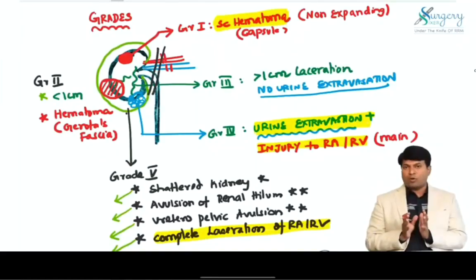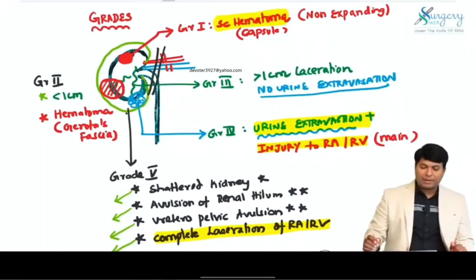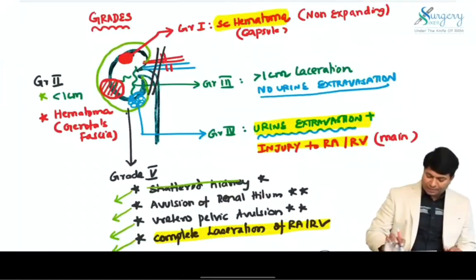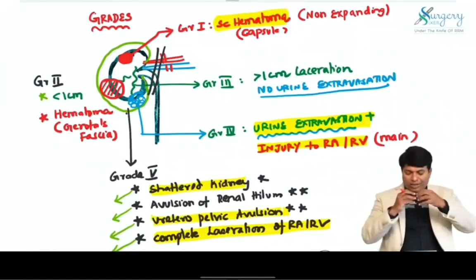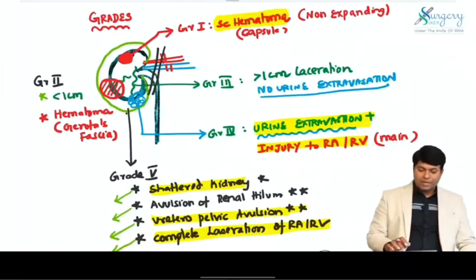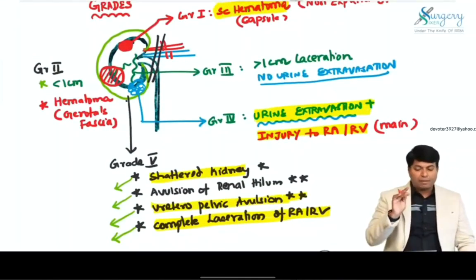This question was asked in AIIMS November 2019 as a sequence order arrangement question. The question had subcapsular hematoma, urine extravasation, followed by shattered kidney, followed by ureteropelvic avulsion, where the ureter and renal pelvis are torn away, and complete laceration of renal artery and renal vein. So these are the 5 grades of renal injury. Please don't forget them. Make it thorough from your workbook and repeatedly keep reading the grades.